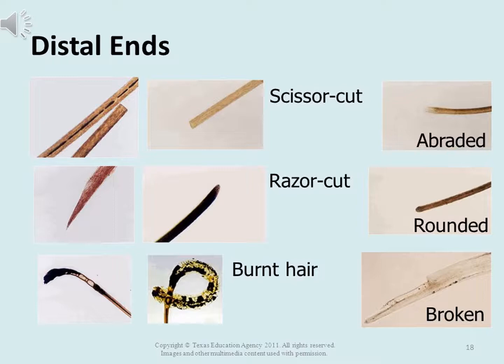If we go back up to the top, we've got the abraded hair that's been worn away at the end, rounded hair, so that's what the hair will look like a couple weeks after being either scissor cut or razor cut. And then finally, we mentioned if it's just pulled or broken, then you'll sometimes have an appearance like that bottom right image. So there we have it, the different types of distal ends you might expect to see in hair that's been cut or removed in one of these fashions.